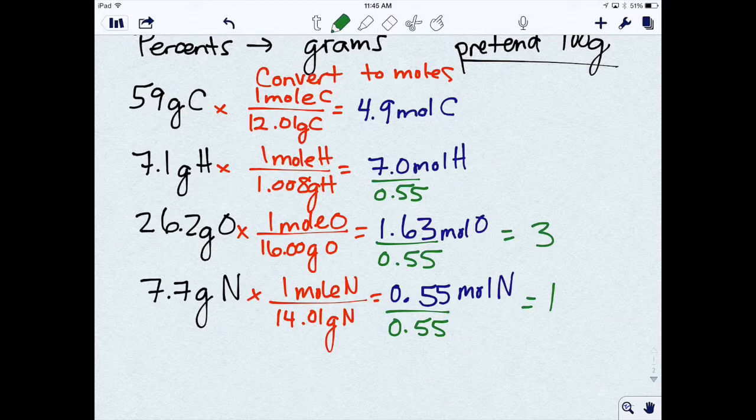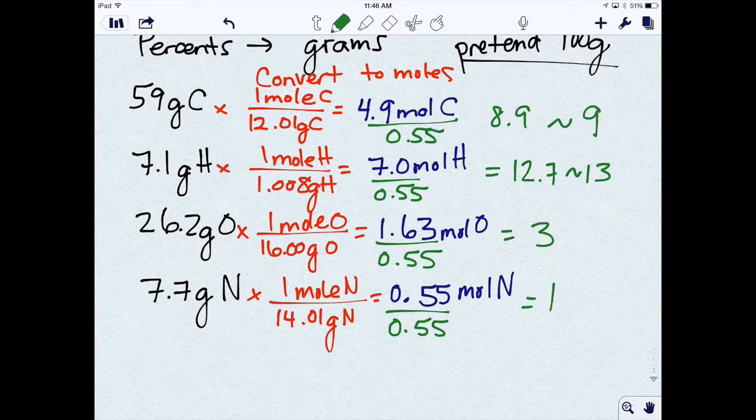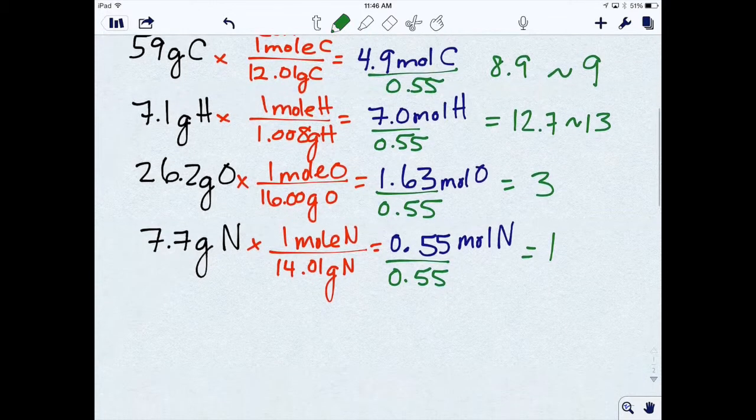That's... in my calculator it says 12.7, but for empirical formula problems that's kind of close enough to 13. Then we will go to 4.9 moles of carbon divided by 0.55. That gets me about 8.9. Again, close enough to 9 for an empirical formula problem. Now if you see something like a third or 2/3, you're definitely going to want to multiply those out. But these ones are close enough.